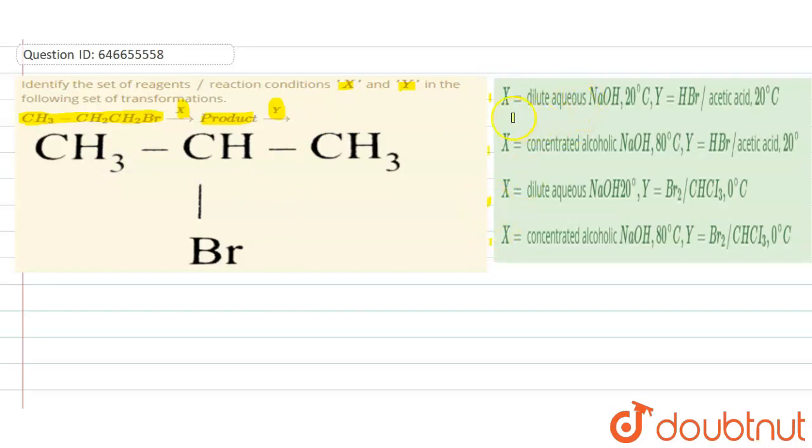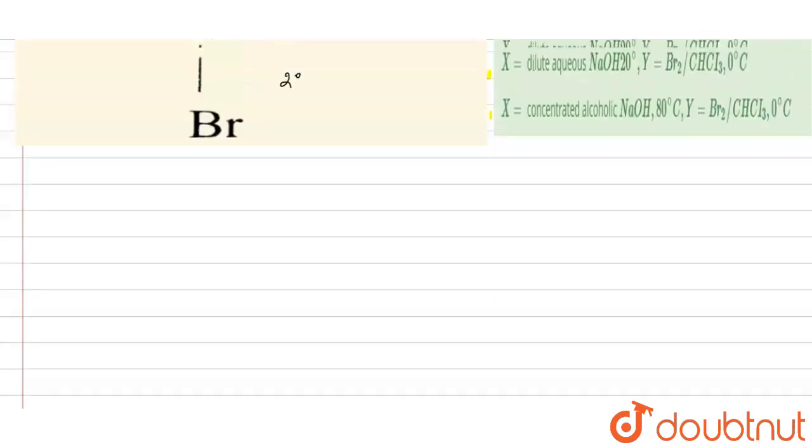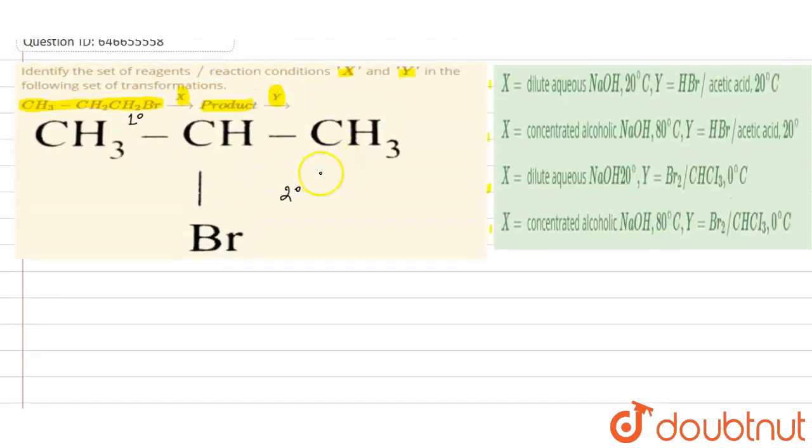Okay, so first of all, let's see the product forming here. We can see the product is converting. The substrate is primary alkyl halide and the final product is secondary alkyl halide. So what should be the reaction? It should be converted into alkene, and then by Markovnikov's rule, HBr is acting here. Let's check each option. Dilute aqueous NaOH.